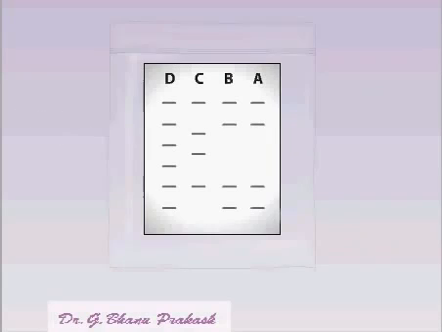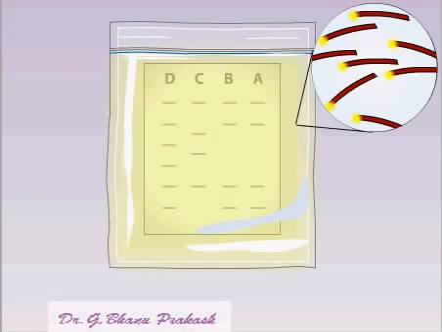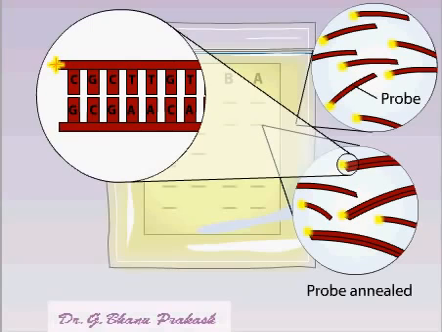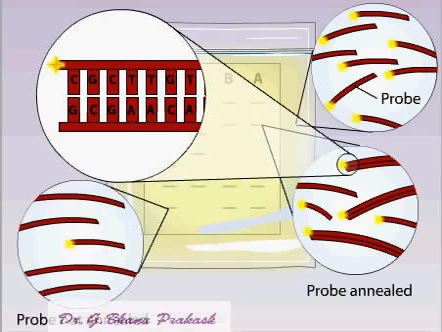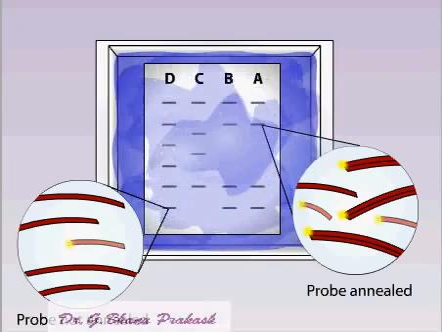We place the nitrocellulose paper into a plastic bag and add a solution containing a radioactive single-stranded DNA called a probe. In this case, the probe consists of all the fragments from plasmid A. During an incubation period, the probe anneals to complementary sequences, forming base pairs with the DNA in some of the bands on the paper. The excess probe is washed off.